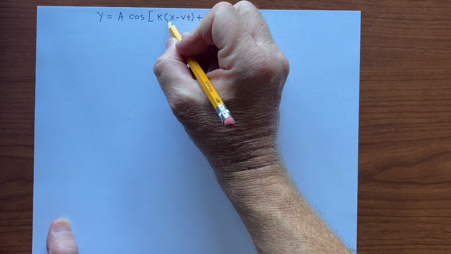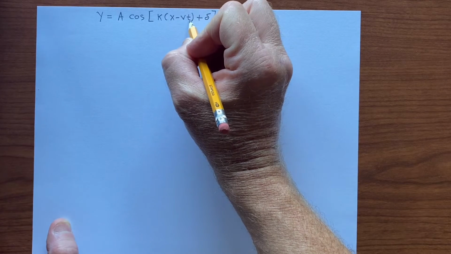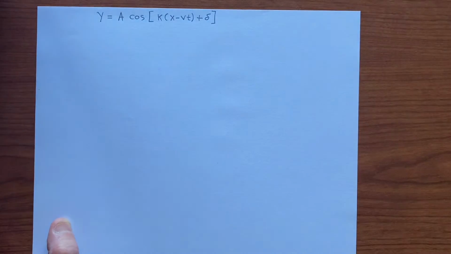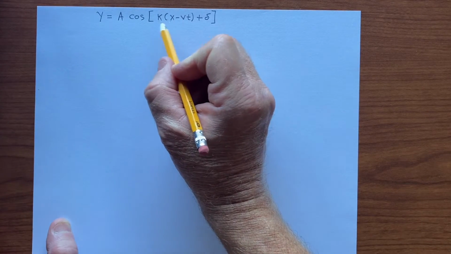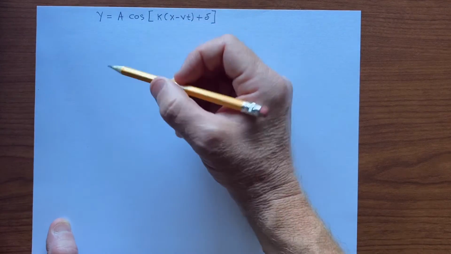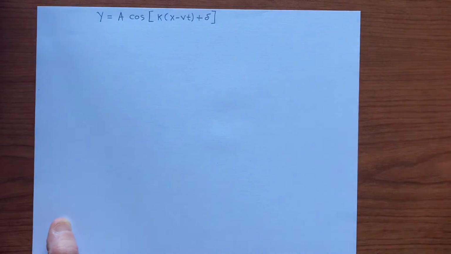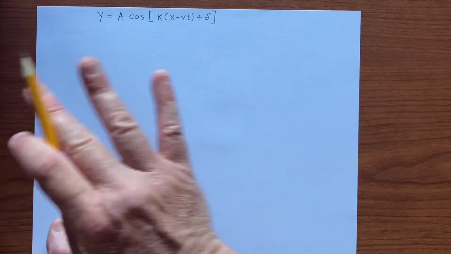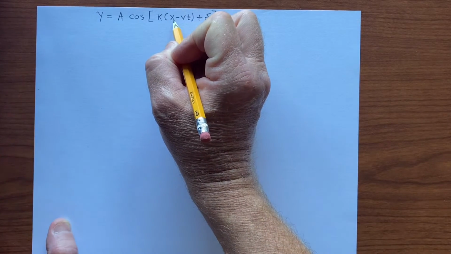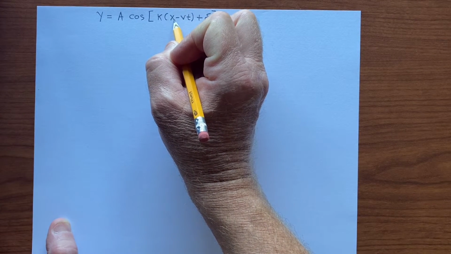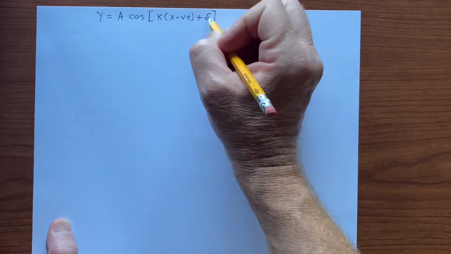So pick some value of time. It could be t equals 0. This looks like cosine of kx plus delta. So that's a cosine function that represents the wave at t equals 0. If x equals 0, then we just have cosine of delta.